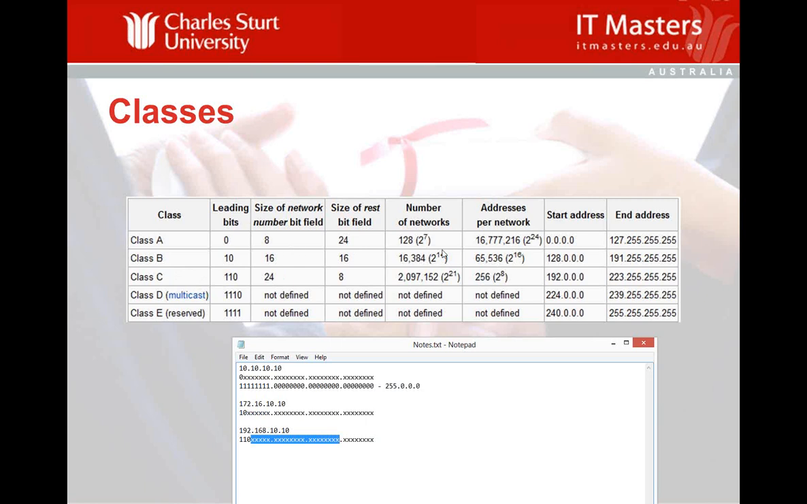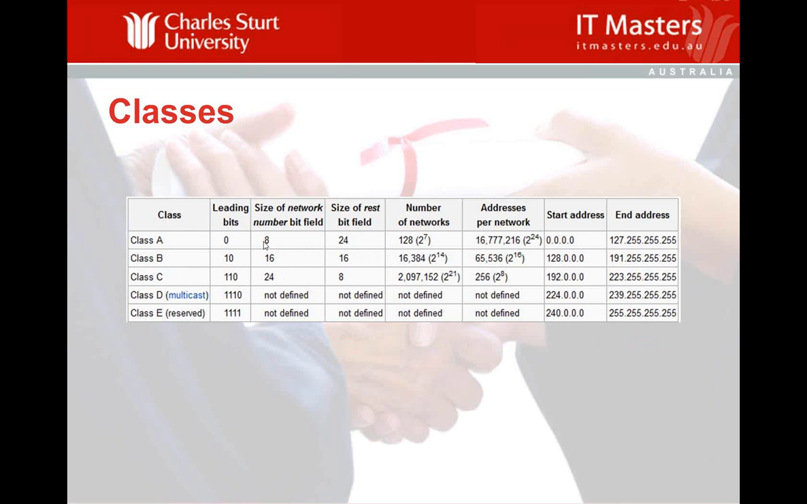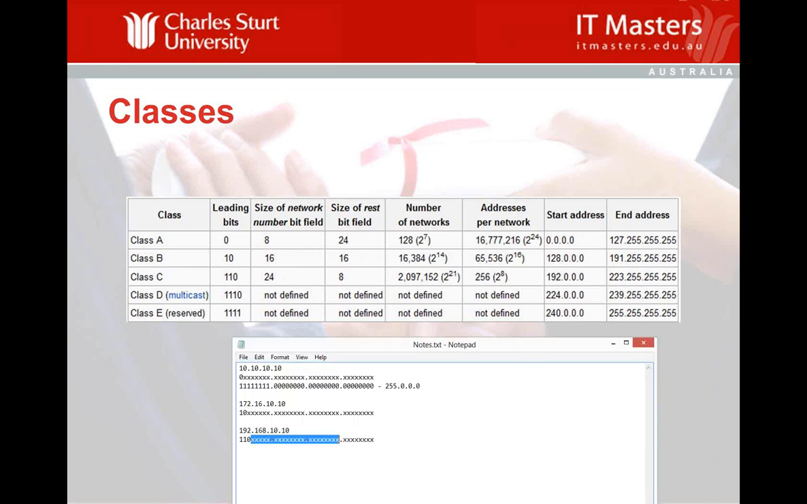I've just had a question, so I hope that helped to answer Adam's question. Juan has sent in a question: for Class A, why do we only have 2 to the 7 and not 2 to the 15? Because for Class A, the default subnet mask is only 8 bits. And the reason we can only use 7 of those is because that first bit in the octet will always be 0. So hopefully that answers your question.